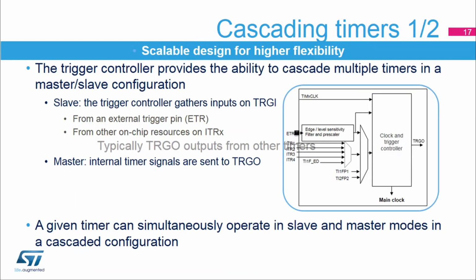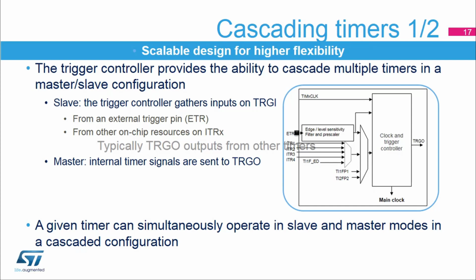This slide presents the timer's synchronization features. The trigger controller allows you to cascade multiple timers in a master-slave configuration. A timer can control one or more timers as the master timer, or be controlled by another timer as a slave. The clock and trigger controller acts as a link between the timers. In master mode, it can redirect outside the timer multiple internal control signals to an on-chip TRGO trigger output.